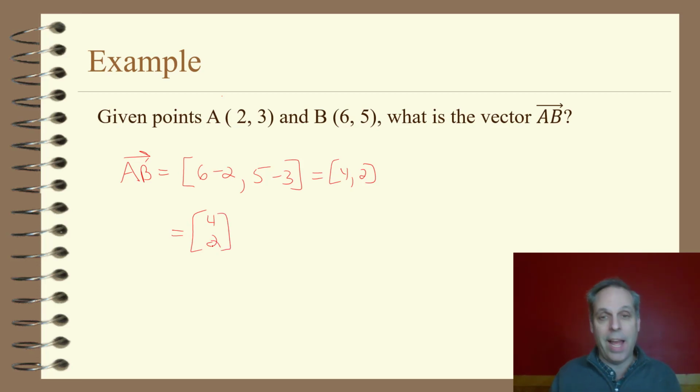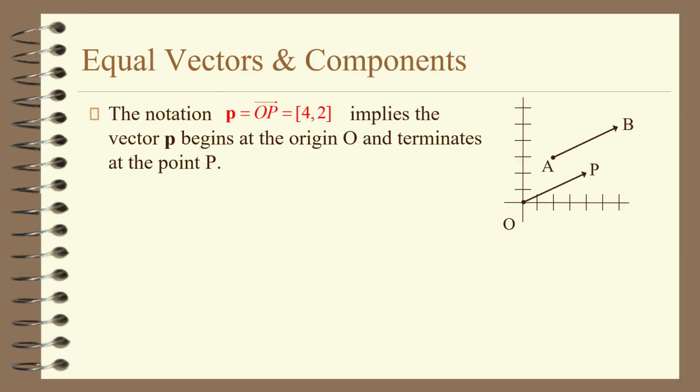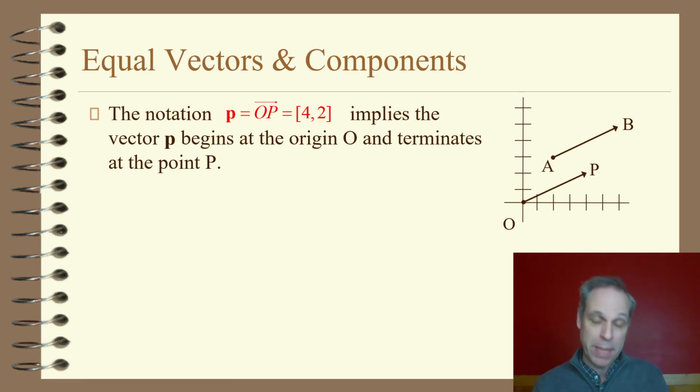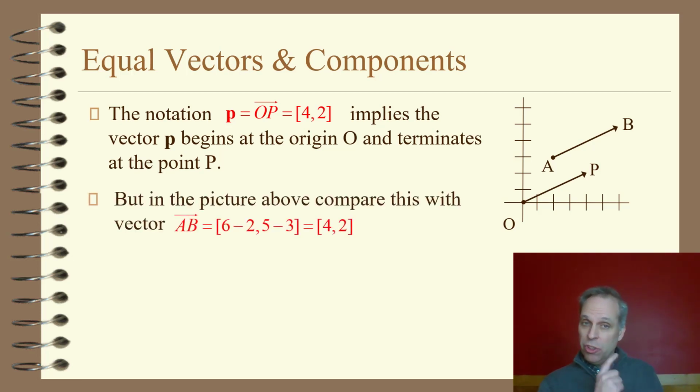And that's it. Now the vector P that goes from the origin to the point P, whose coordinates are 4, 2, implies that the vector P just begins at the origin and terminates at that point. But what we just saw, if you look at the vector AB that goes from A, which is 2, 3, to B, which is at 6, 5, that vector has the exact same components.